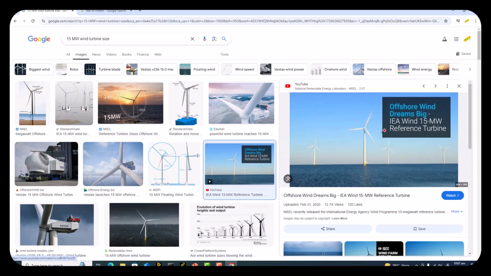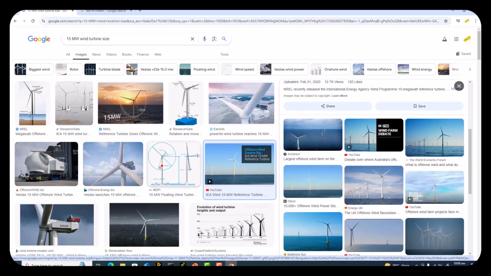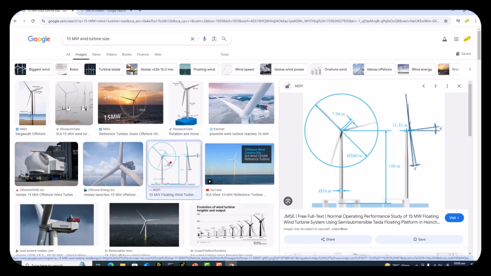So you can see the IEA wind turbine 15 megawatt. They are going to be offshore, very much sure about that. Okay, so this was a complete introduction about the course and the wind turbine. So now let's go to the second part.